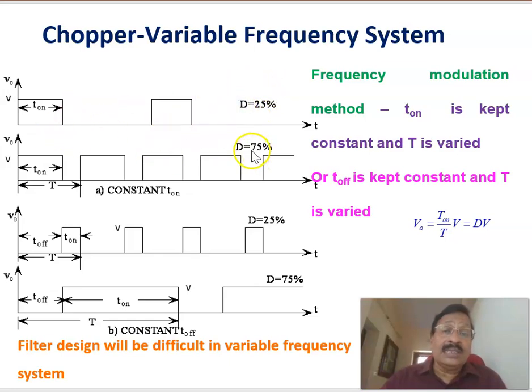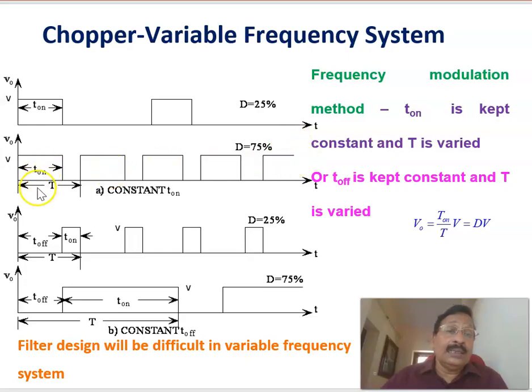Now, in order to increase the duty ratio to 75%, or D equal to 0.75, what is done here is that the time period is now reduced. Time period reduced means frequency is increased. Here the time period is reduced and the on period is kept the same as before. Previously this much was the time period, now it is reduced to this much. Therefore, in this case the on period is 75% of the total time period, meaning that D equals 75% or 0.75.